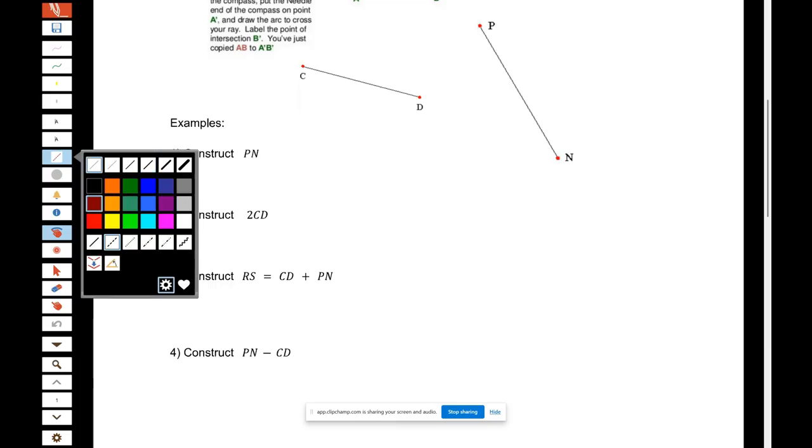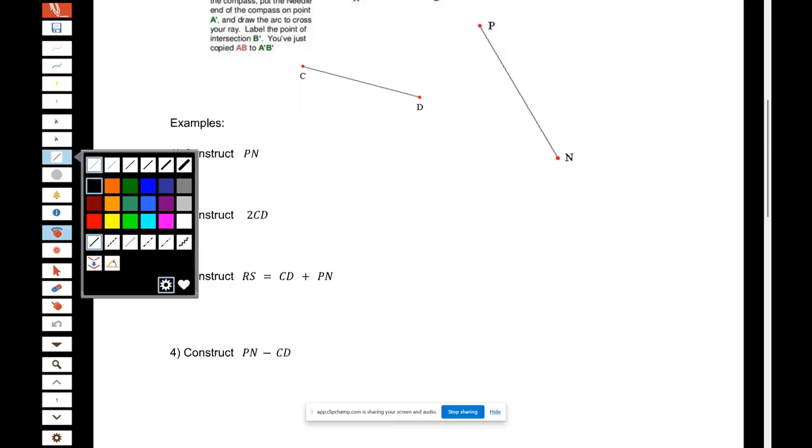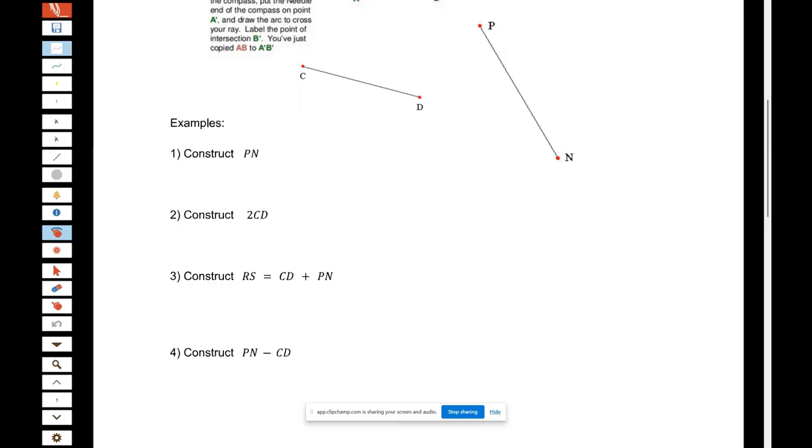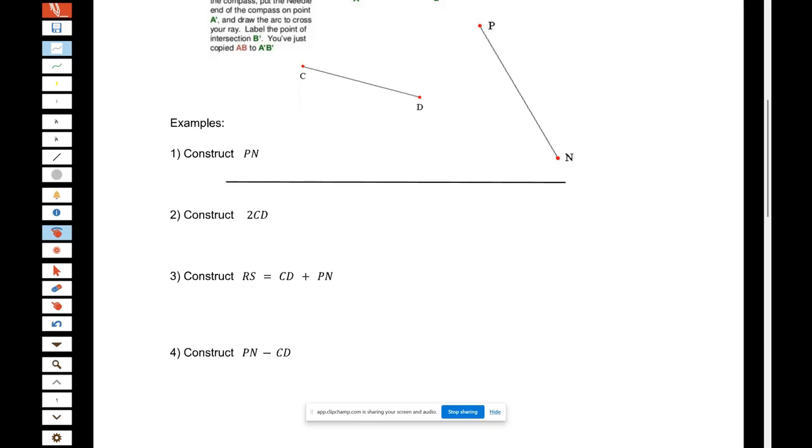So the first thing I want to make sure you understand is that if you are going to construct a copy of a segment, you want to start with a ray that is obviously longer than the segment you are copying. So here, to construct a copy of this, I'm going to be constructing the length of PN. So I'm going to make a ray that is obviously longer than what I need. So here's the endpoint on my ray and the arrow.